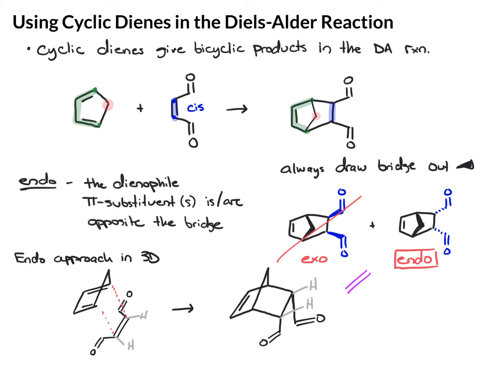I'm not going to get into a lot of detail with this, but just to highlight the basics of why it's thought that this endo approach occurs. It's thought to be because of overlap between the p orbitals in the carbonyl and these p orbitals in the double bond. Versus if we were to flip this over to where the hydrogen were pointing in this direction, you wouldn't get that secondary overlap of the p orbitals.